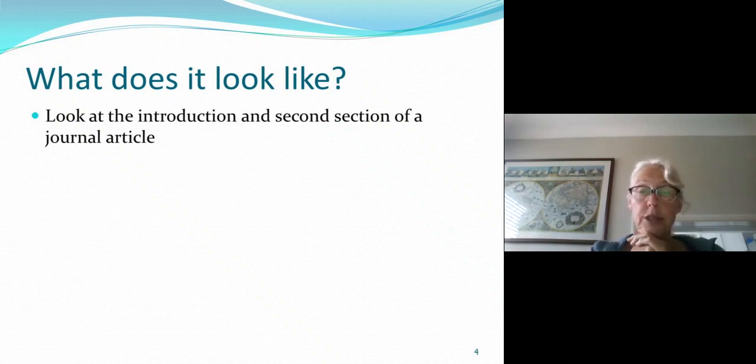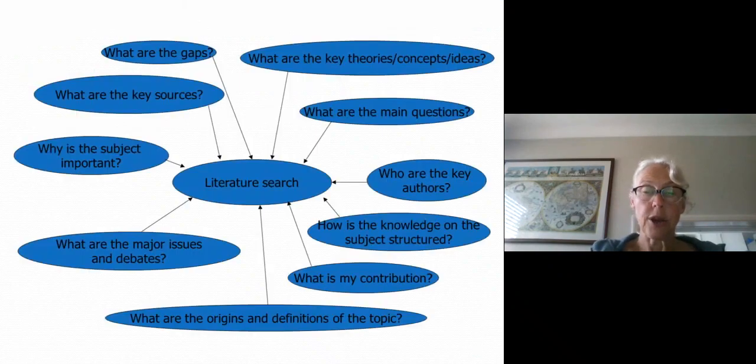I know you're doing dissertations, but we want to try to aim high, and they should look like a journal article. So a literature search can do lots and lots of things, and there's this whole big bubble on the screen here of all sorts of different things there. So for instance, what are the gaps?